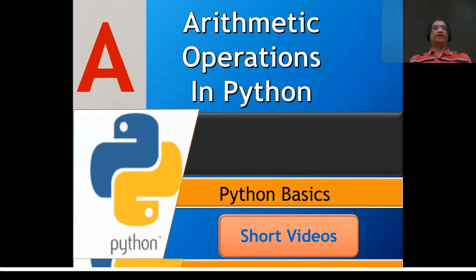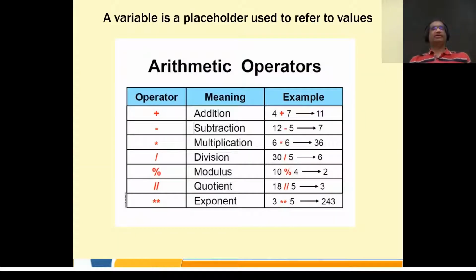Now let's take a quick look at arithmetic operations in Python. It's almost the way you would use a calculator. Very similarly, you can use your Python terminal or your Jupyter notebook. The first four operators are very important, of course. Addition, subtraction, multiplication, division. So plus, minus: 4 plus 7, 12 minus 5.